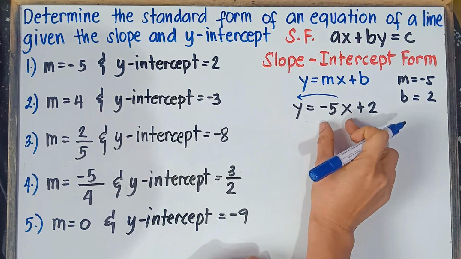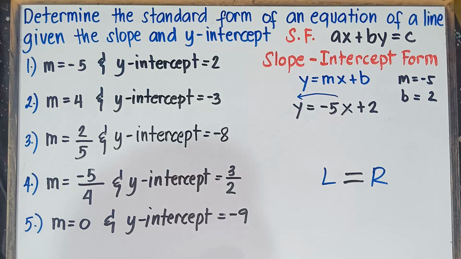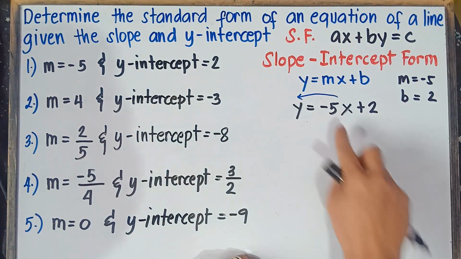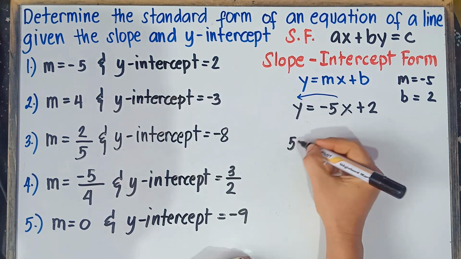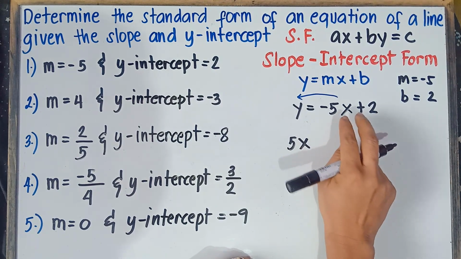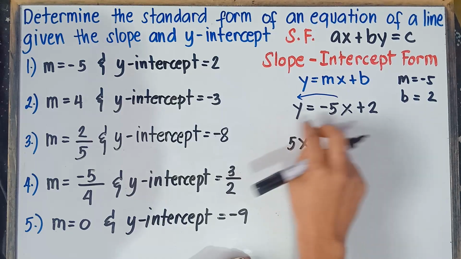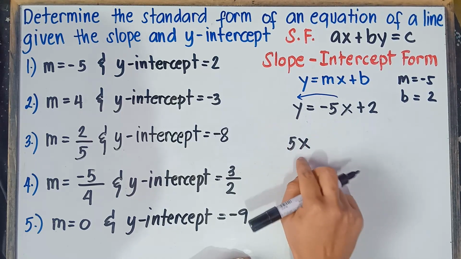Now, this is negative 5x. It will become positive 5x. Let's do that. So copy, this will be positive 5x. We transpose negative 5x from right to left. Once we transfer, we change the sign. This is negative, it will become positive 5x.